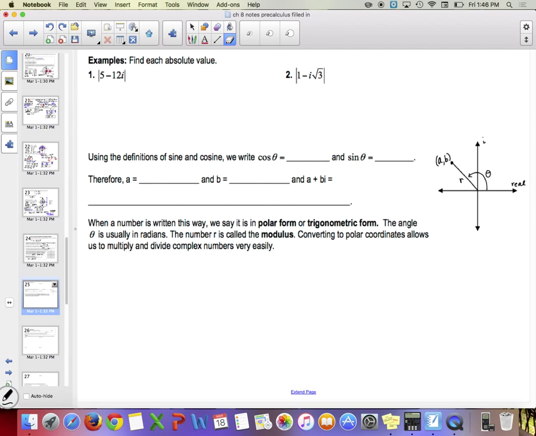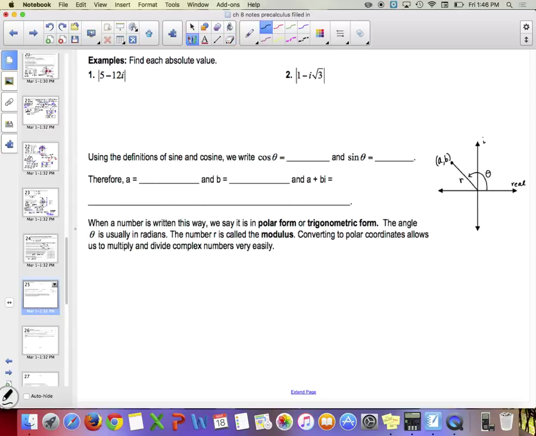All right, so find each absolute value. If I have 5 minus 12i, do not just say it's going to be 5 plus 12i, right? So many people do that on the test. It's not like an absolute value. You're not just taking the positive version of the number. Does this make sense? It means something totally different.